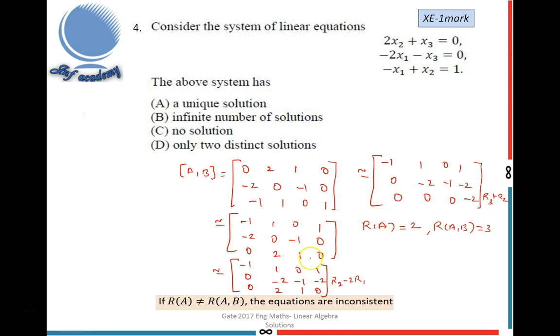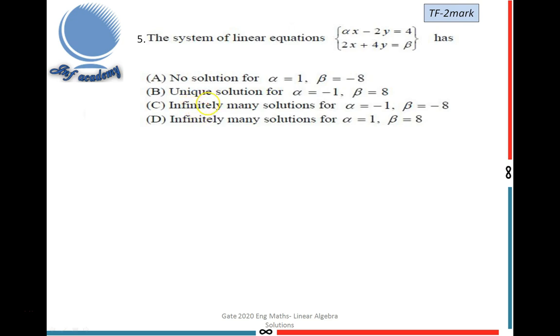Here I use one result. If R of A is not equal to R of A comma B, the equations are inconsistent. Inconsistent means it has no solution. Here R of A is not equal to R of A comma B, so the given equations are inconsistent. That means no solution. So the answer is option C. Option C is the correct answer. It has no solution. The fifth question is, a system of linear equations is given.